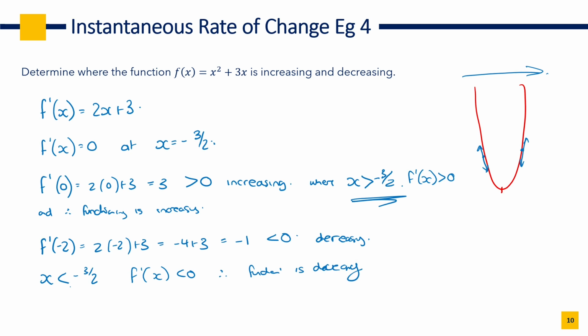So we've worked out that we can use the first derivative to find the instantaneous rate of change at a point. We worked out we can find out where our function is changing direction by setting our derivative equal to 0. And we've also worked out we can determine if it's increasing or decreasing, utilizing if it's positive or negative.